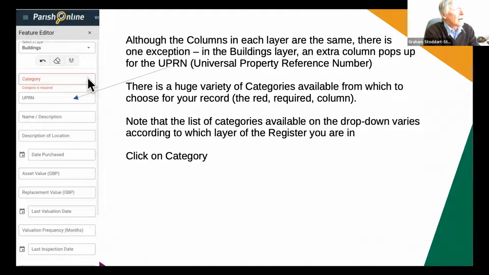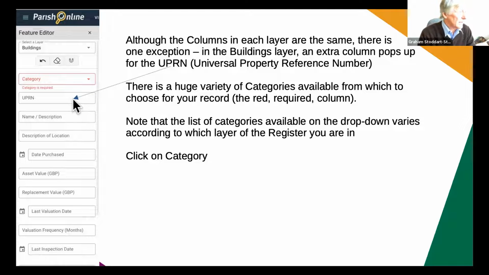And so the drop-down box varies for each layer that you're in. So the type of category within buildings is very different from the category list that you'll see within building contents, for instance. And we'll get into all that in a second. We're in fact going to click on category in a second.